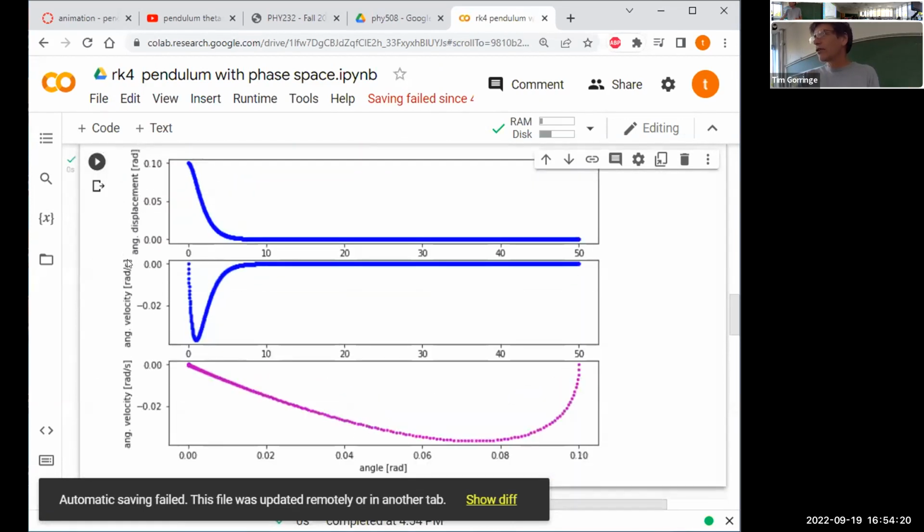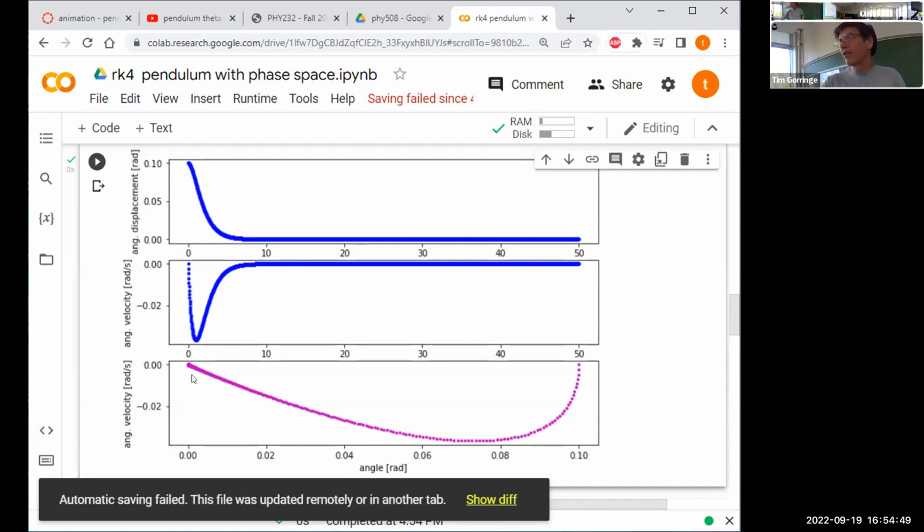And so here are the 3 plots for that case. Again, upstairs, angular displacement and angular velocity versus time. We see that relatively quickly, within 10 seconds of this 50 seconds, the pendulum we've displaced has just relaxed back to the equilibrium. It didn't oscillate back to the equilibrium, going to and fro. It just smoothly relaxed back to the equilibrium.